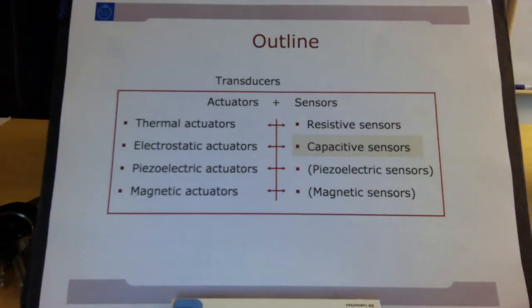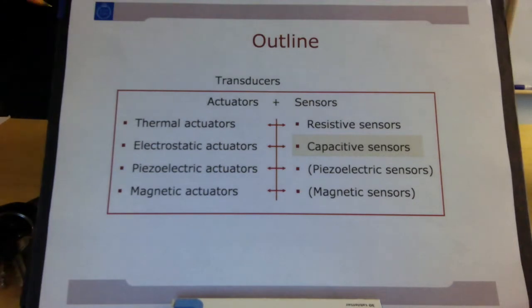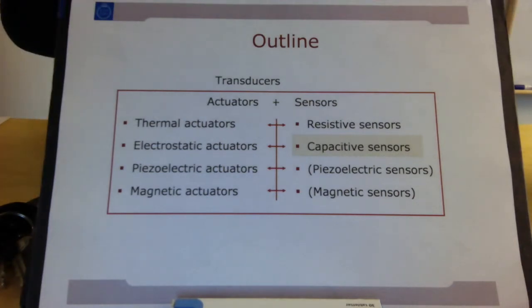So indeed, let's now talk about the last type of sensors. These are the capacitive sensors. And basically what capacitive sensors do is that they convert a physical signal or physical property into an electrical signal using capacitance as a mechanism.